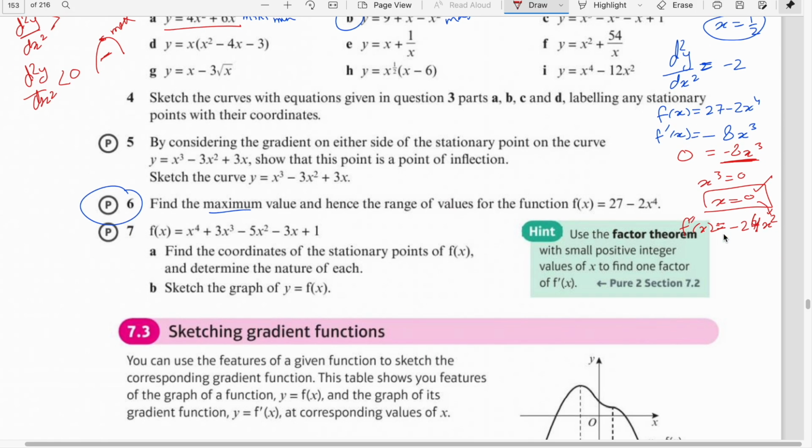So find the maximum value. It is already a maximum point, and the maximum value is when x is 0. So when we substitute x equals 0 in the given equation, the maximum value is 27. Any confusion?